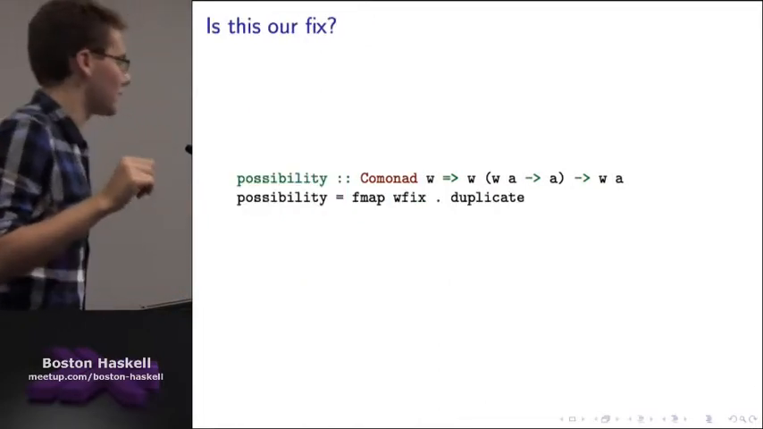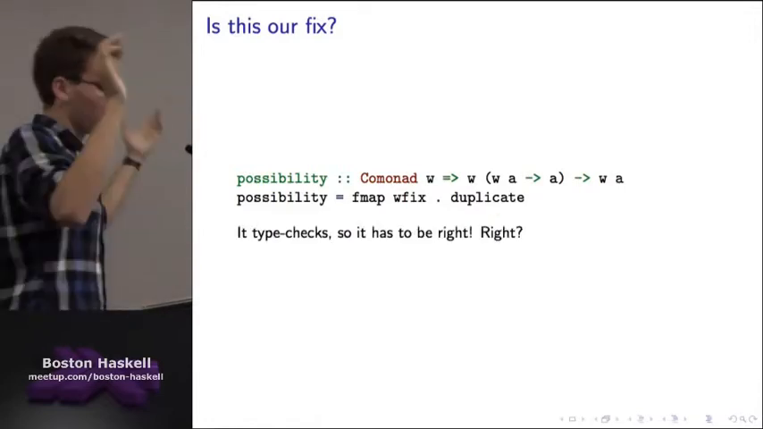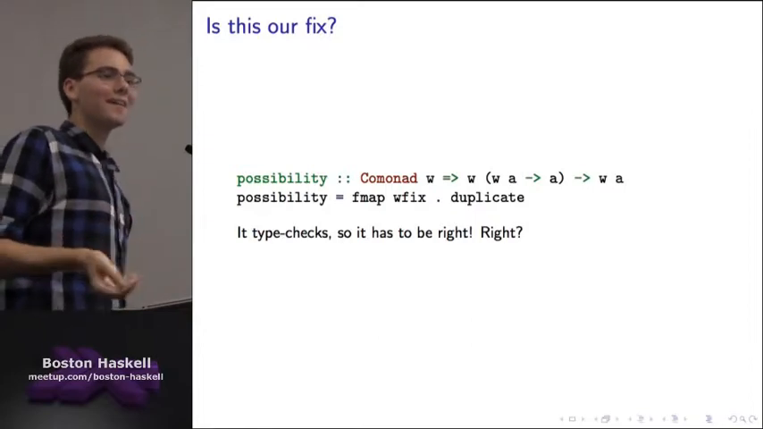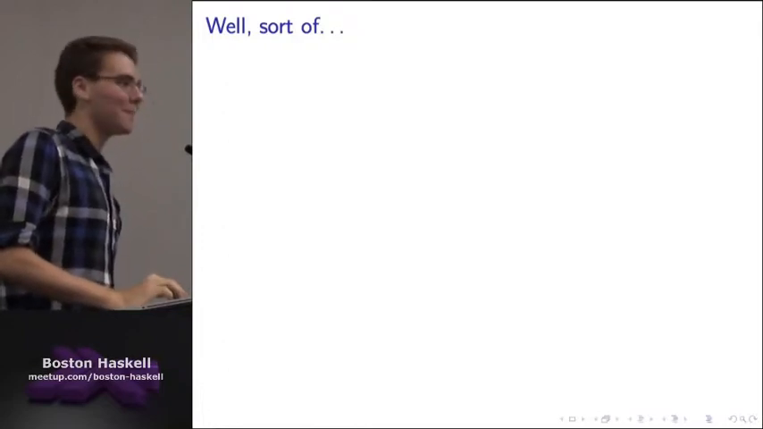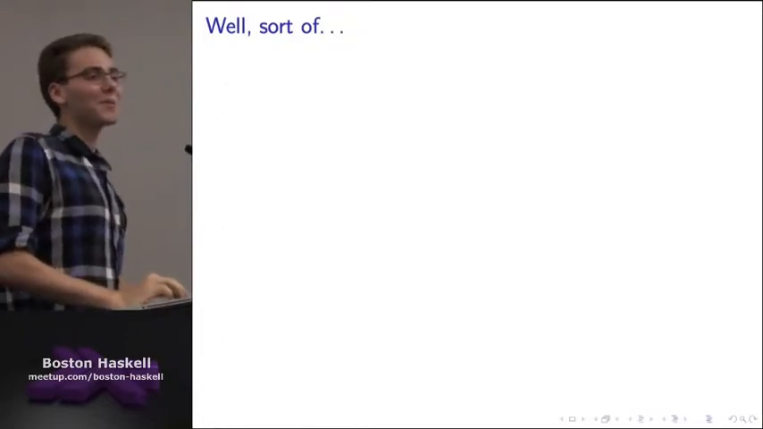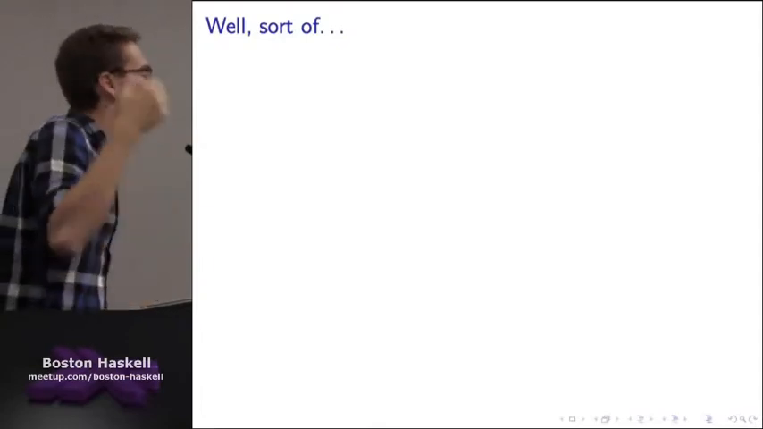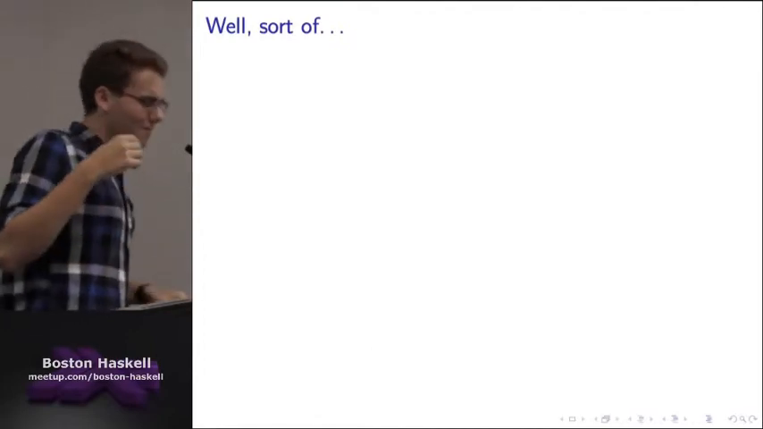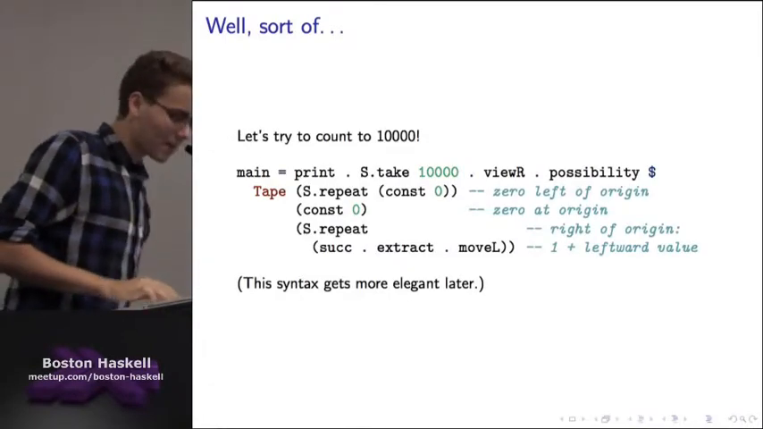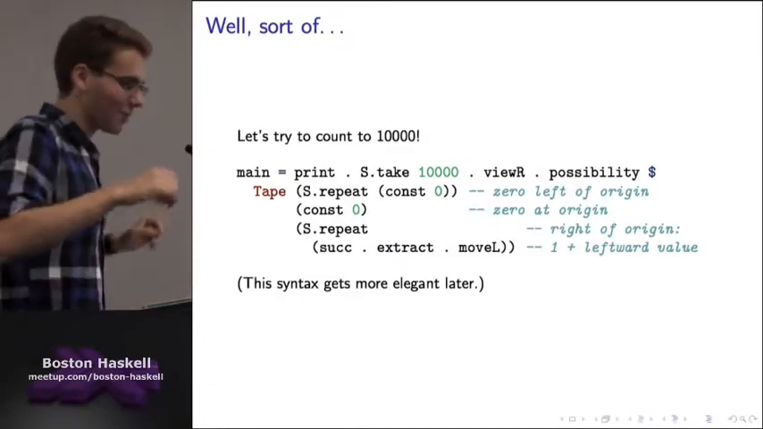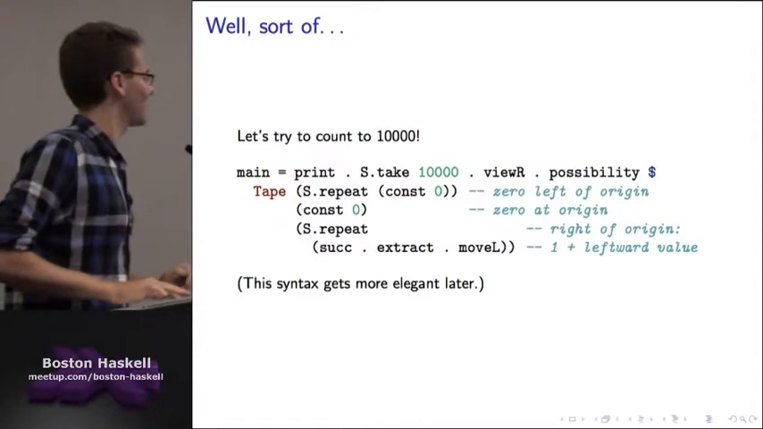So one possibility of a function that actually has this signature is fmap wfix . duplicate. It type checks, so it has to be right. But because we were just talking about optimization, and one of the things at the very beginning of that presentation was choosing the right algorithm when you notice that something is slow, let's do a tiny little test where we try to count to 10,000. This shouldn't be a very intense computation, should it?